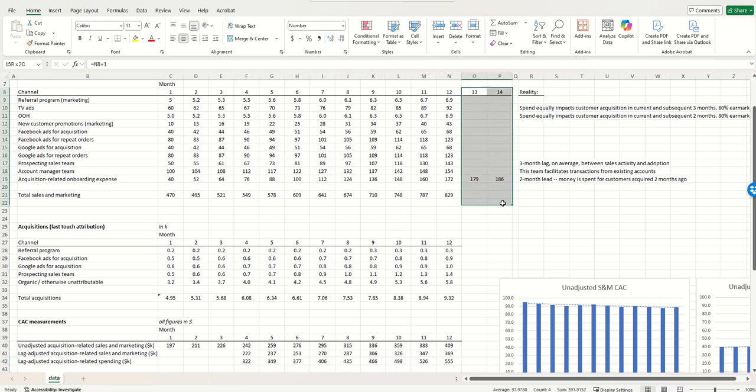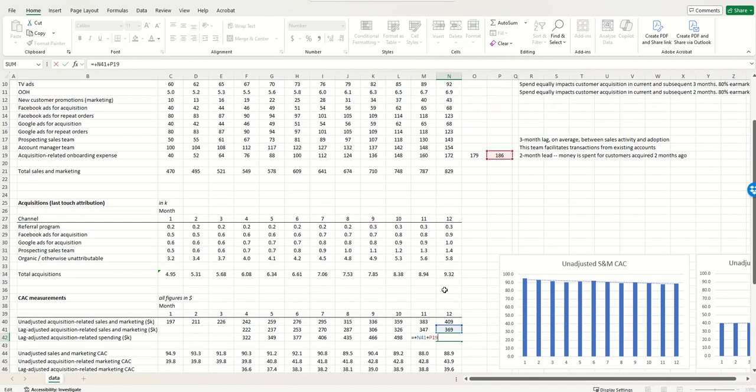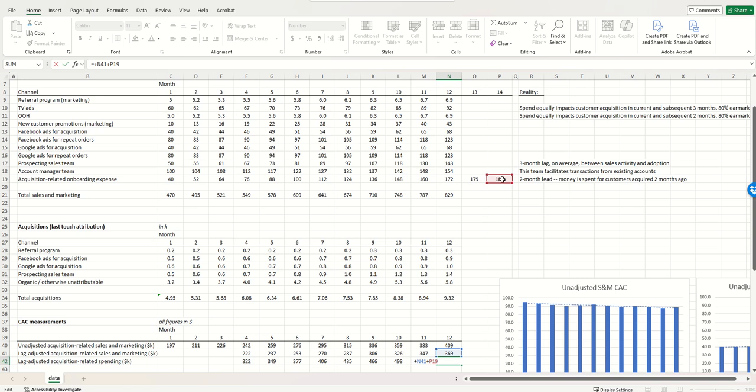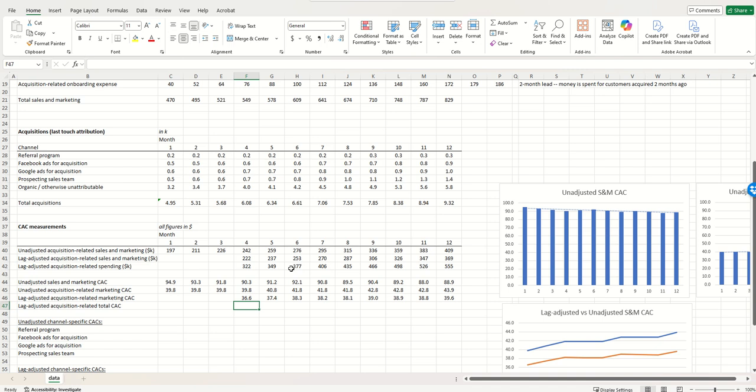Now, typically then, you're going to have some customers that you just acquired. These numbers over here represent the projections of what onboarding expense will be in future months as a result of the acquisitions that we know that we've acquired. So that's why over here we're pulling onboarding expense from month number 14. Once we have that, then we can get the lag adjusted acquisition related total CAC, which is simply the lag adjusted acquisition related total spending divided by acquisitions.